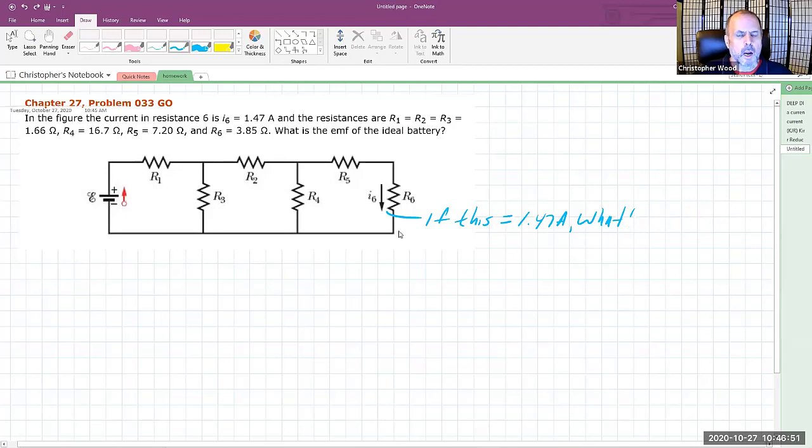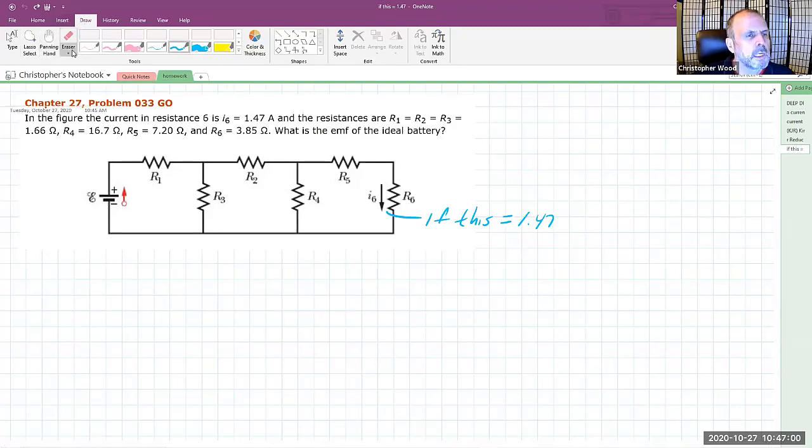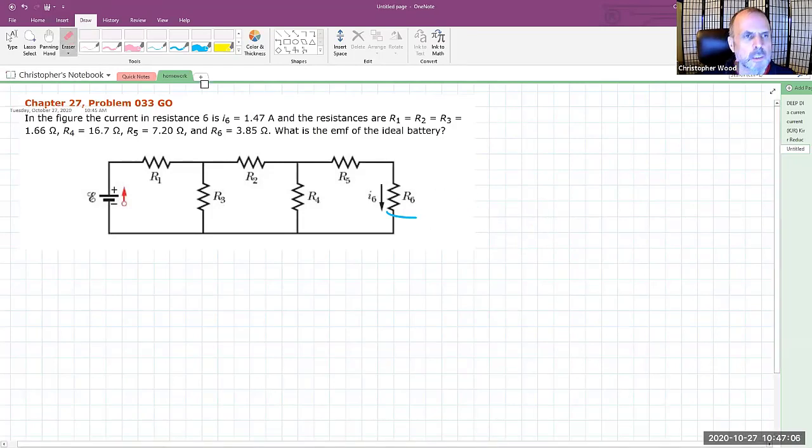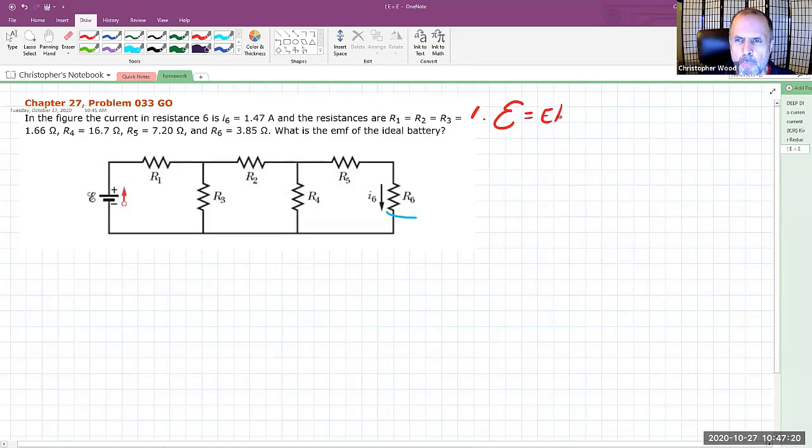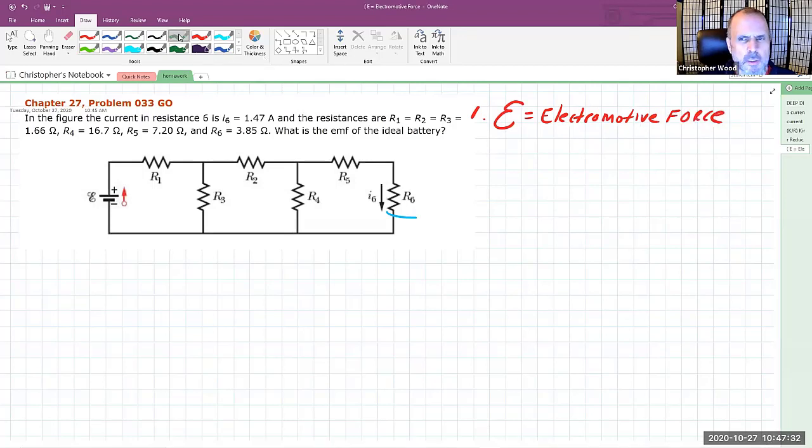Let's go ahead and talk about that term EMF. You see that script letter E? This is in the green sheets, but right now there is a term called EMF, script E. This script E stands for electromotive force. EMF, electromotive force.